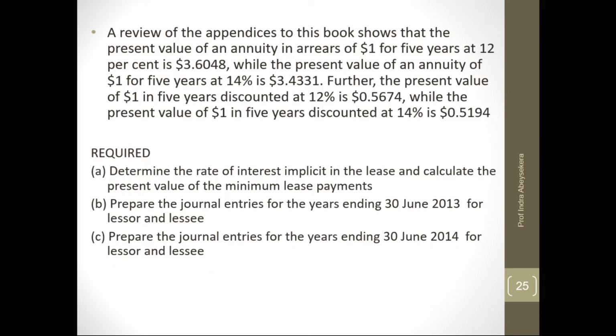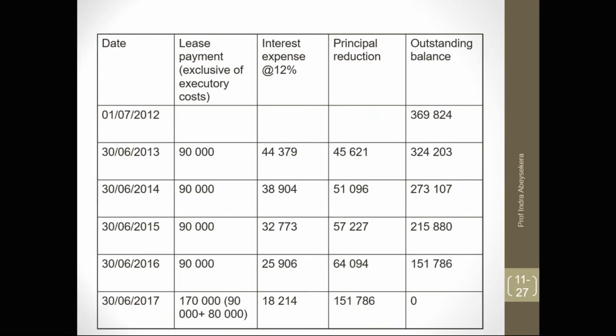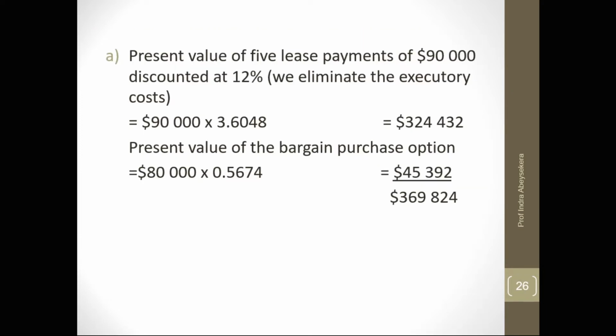The implicit interest rate could be either 12% or 14%, and we need to determine the implicit interest rate and prepare journal entries for the first year and the second year for lessor and lessee. So to find the implicit interest rate, we take the minimum lease payments and we can discount at 12% and 14%.